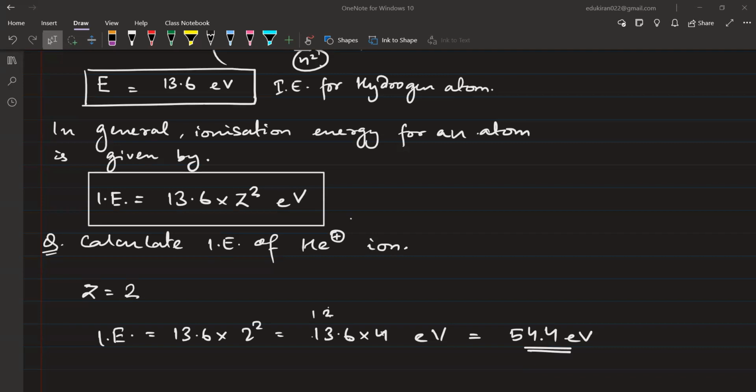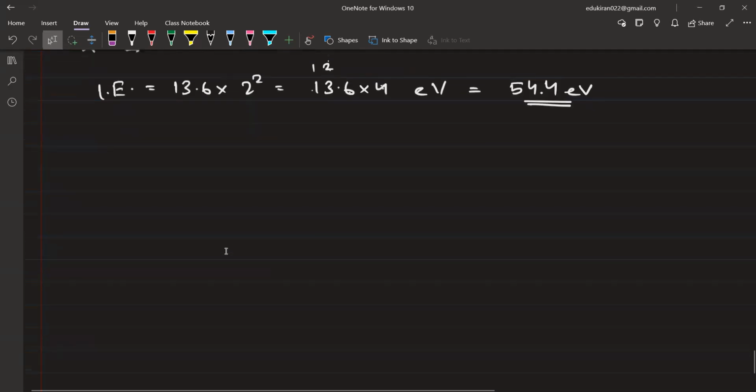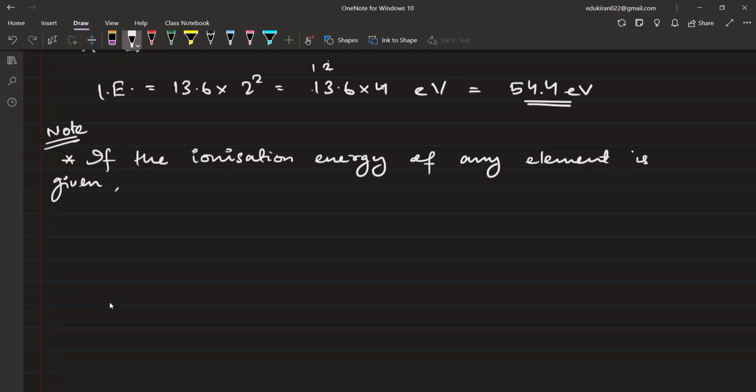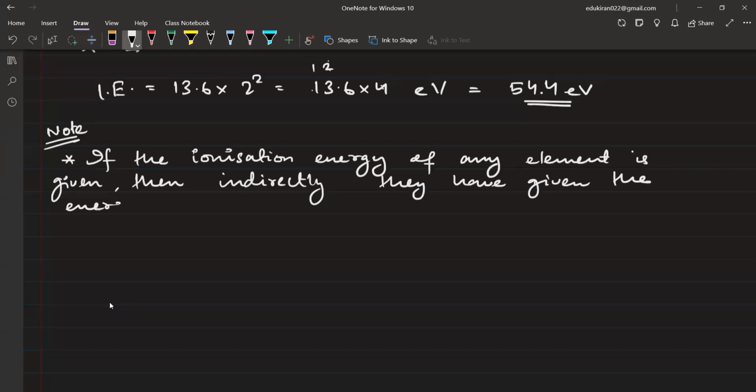अच्छा, एक और चीज लिख लीजिए। Note, if the ionization energy of any element is given, then indirectly they have given the energy of their first orbit.